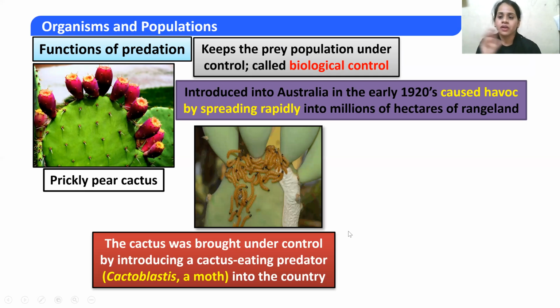So there was one plant called prickly pear cactus. This was a plant in the 1920s. It grew into millions. Now these plants needed to come under control. So what did they do? The cactus was brought under control by introducing a cactus eating predator, Cactoblastis, a moth, into the country. To vanish those cactus, they brought a predator called Cactoblastis, a moth, which eats this cactus, which is the prey of the moth. So this is another example, prickly pear cactus and Cactoblastis. Cactoblastis is a predator for the cactus.